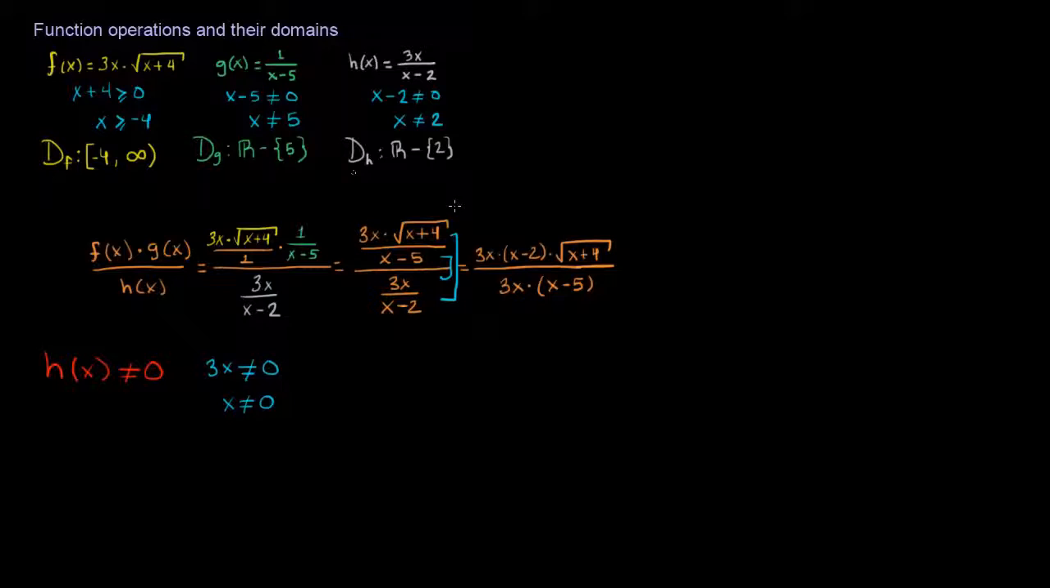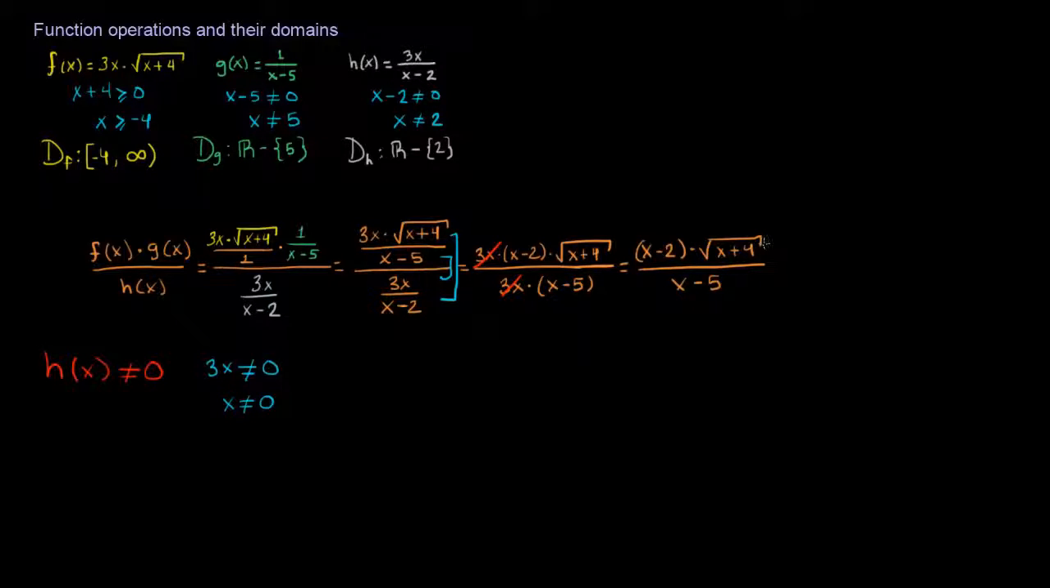We can cancel out this 3 times x in here. We can cancel out these two, which is perfectly fine, and we'll get to this statement at the end. It would be x minus 2 times x, the square root of x plus 4 all over x minus 5.